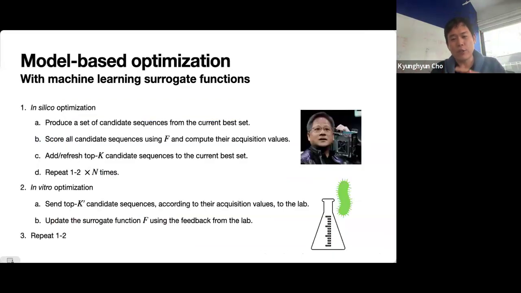And this can be thought of as a two-stage process. In the first stage, called in silico optimization, we use this machine learning surrogate function f in place of the actual experimentation. After running it for many iterations, we're going to choose the top K prime candidate sequences, a very small number of them, and then send them to the lab. Now, only this small number of designs are going to be tested, and then the feedback is going to go back into the in silico optimization in the form of the training data for the surrogate function, as well as the starting point of this in silico optimization. And then we can iterate and repeat this process over and over.